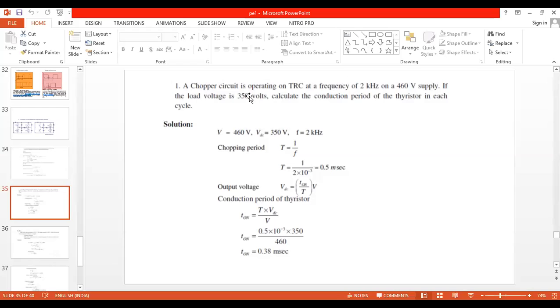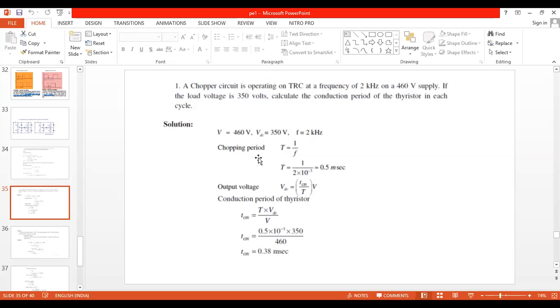A chopper circuit operating on TRC at a frequency of 2 kilohertz on a 460 volt supply. If the load voltage is 350 volts, we have to decide whether it is a step down chopper or step up chopper. Input voltage is 460, load voltage is 350. Tell me, is it step down or step up? It is a step down chopper. Calculate the conduction period, meaning T on. So write the given quantities: input voltage, output voltage, frequency.